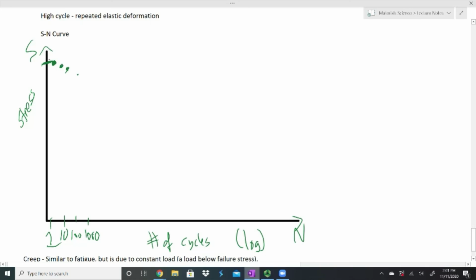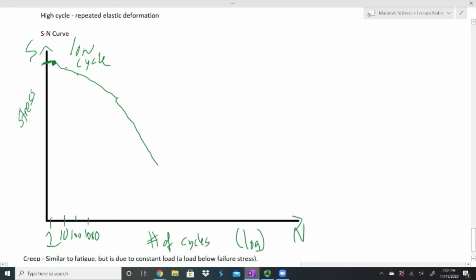I'm going to end up with a curve that does something like this. This is going to be my low cycle region. I'm applying a pretty high load. It's in my plastic region. It's low cycle. I'm going to get to a point, and sometimes there is a slope change here that we can physically see. Maybe there is, maybe there isn't.